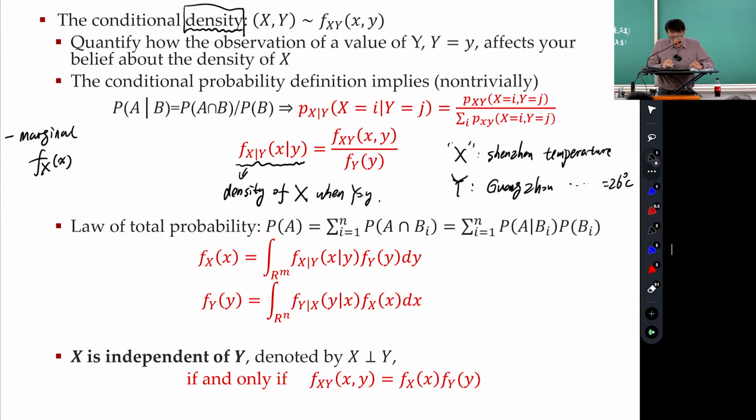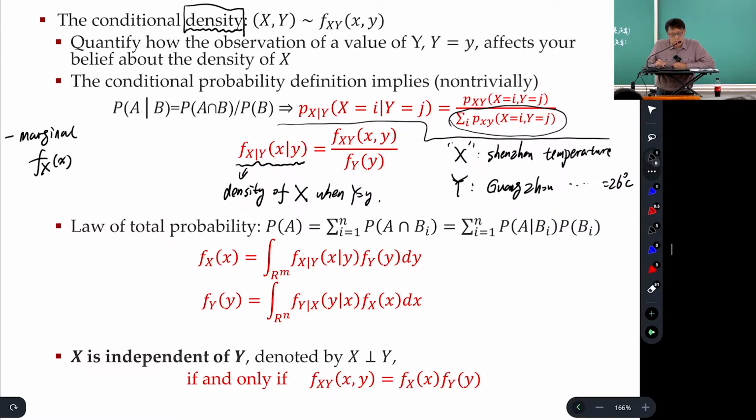Okay, so how do I modify my belief about X? Given their joint, capital X equals small x, capital Y equals small y, divided by probability B. The same thing holds for discrete cases, which may be easier to understand. Probability of A and B, given B, is probability of A and B divided by probability of B.